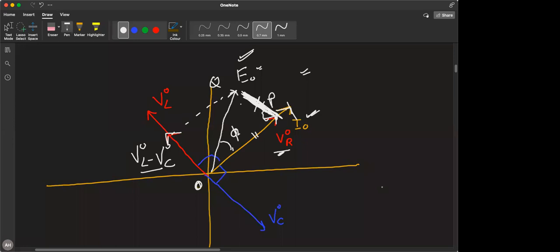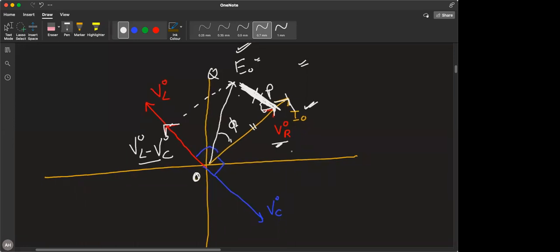So can you say how you got the vectors? Sorry, Nabil? The vectors, sir, like VC, VL, VR. Nabil, I can't get you. Can you please repeat? Sir, can you say how you got the vectors?